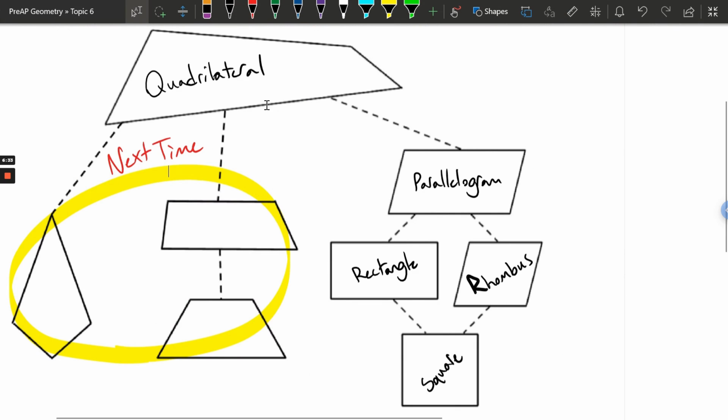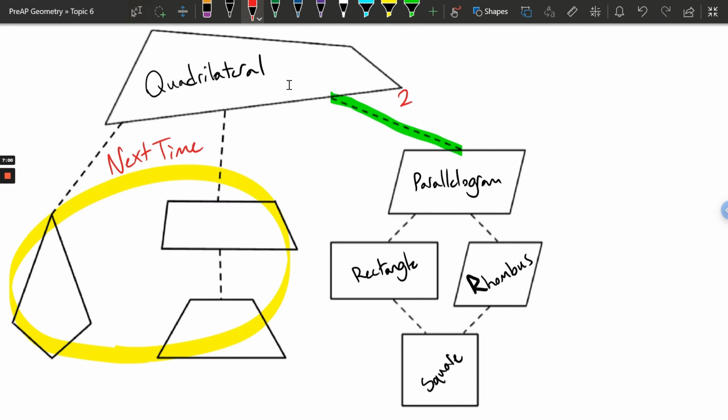Okay, this chart is on Canvas, but I'm not going to go over these 2 branches of the quadrilateral family tree until next time, so that's going to be on Thursday. These are trapezoids and kites. And I'll explain what the difference is between the 3 different branches of this chart. The one that we're focused on today is the set of all quadrilaterals that are parallelograms.